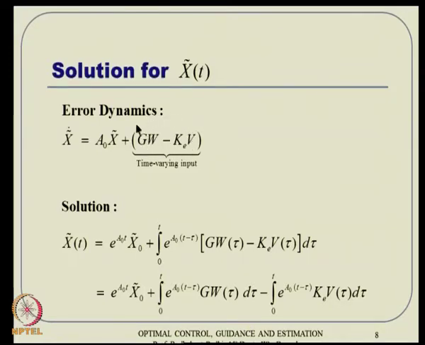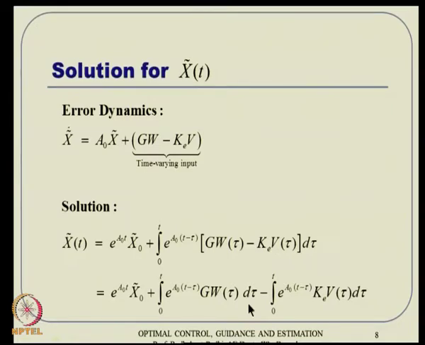Once you know this is a time varying input, the solution turns out to be like that from linear systems theory. This part is e to the power A naught t times x tilde 0, the homogeneous part, plus the forcing function part, which is given by something like a convolution integral basically: e to the power A naught times (t minus tau), multiplied by all these, and d tau. Alright, so this is the solution of that, considering this as a time varying input.